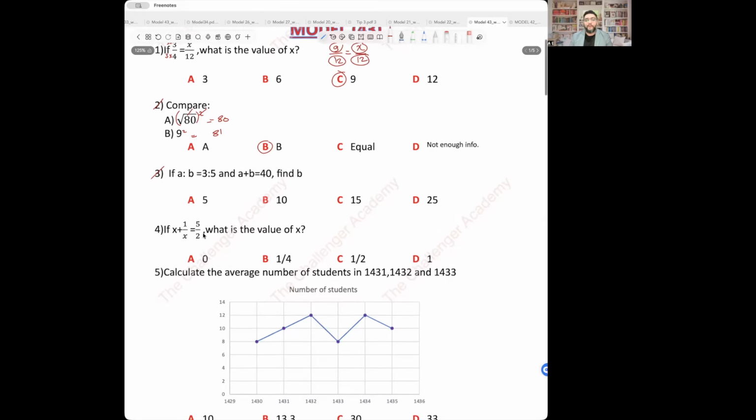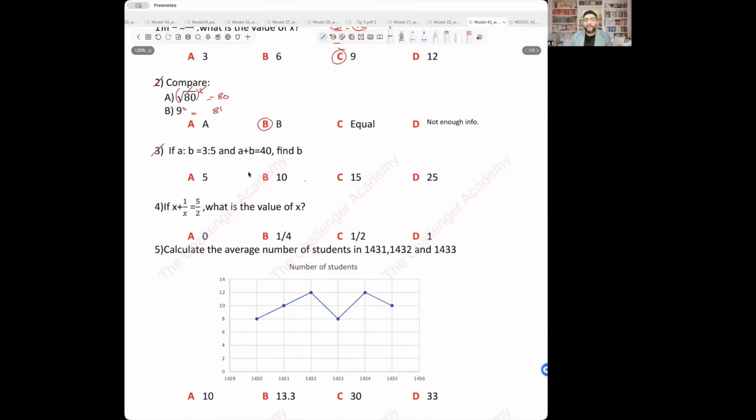For question 3, if A to B equals 3 to 5 and A plus B equals 40, how can we find the value of B? If you have a question like this, you can write A to B as 3 to 5. So the ratio between them is 3 to 5, and the actual numbers are 3x and 5x. Their sum equals 40.